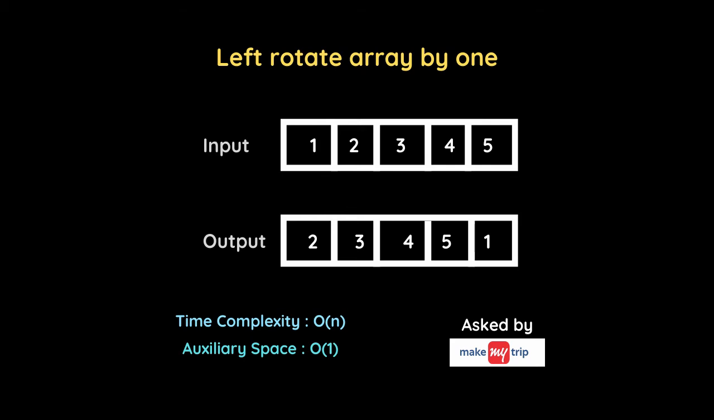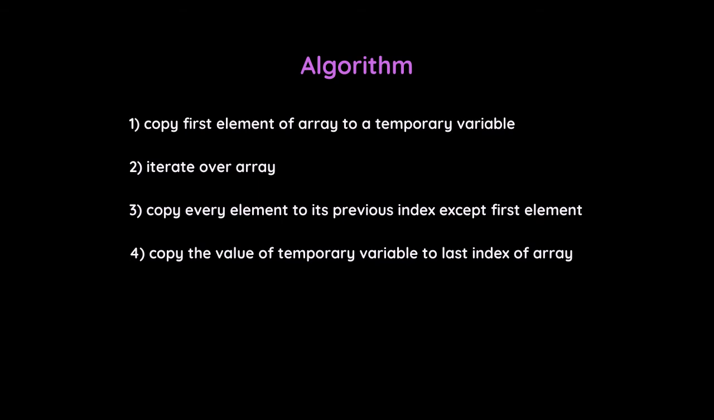So this is all what we have to do, and the time complexity to solve this problem is big O of n, and the auxiliary space is big O of 1. This question has been asked in MakeMyTrip and other companies also. So let us look at the algorithm first.